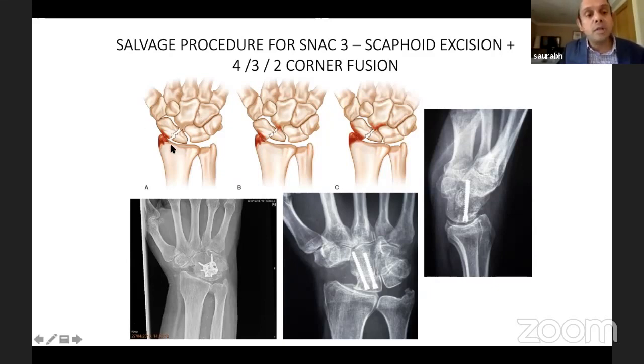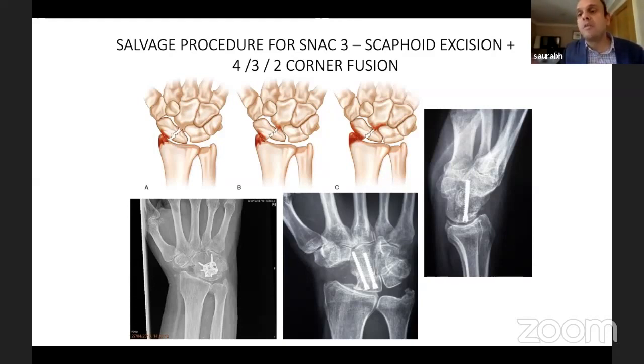Now if you think of scaphoid non-union, this proximal pole is attached to the lunate by the scapholunate ligament. So it becomes like a lunate. It is a lunate now. Think like that. So the distal scaphoid flexes and is incongruous. So obviously this will become SNAC 1, incongruous SNAC 2, capitolunate SNAC 3, lunate SNAC 4. So arthritis progresses in the same fashion.